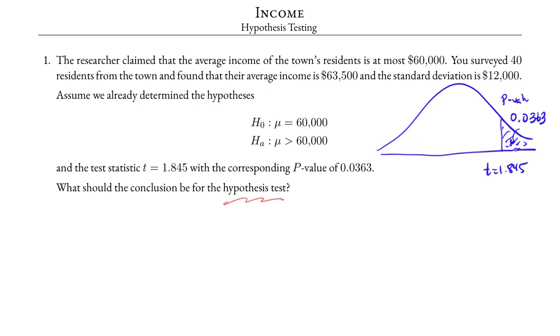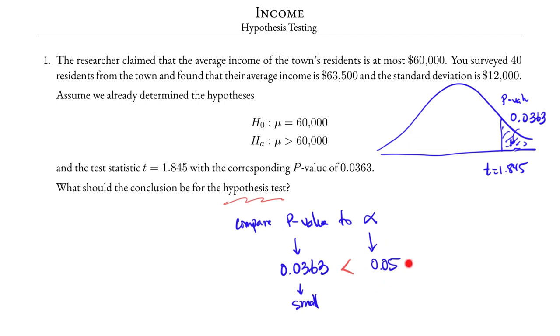For the hypothesis test, we would need to compare the p-value to the significance level alpha. In this case, the p-value is 0.0363. The significance level alpha is not given, and in most tests, if alpha is not given, we would use 0.05, the standard cutoff value. We see that 0.0363 is less than 0.05, and so this is small relative to the significance level.